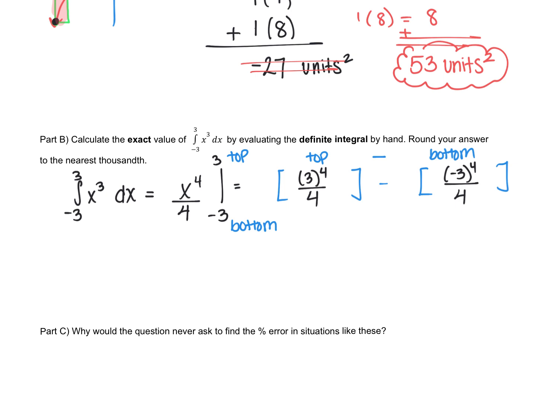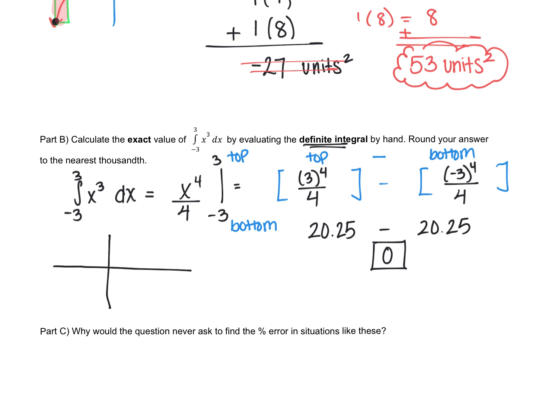All right, this is what I got. So 20.25 minus 20.25, and this gives me 0. So that means there is 0 for the definite integral. And let's explain why. Let's see the difference between part A and part B.